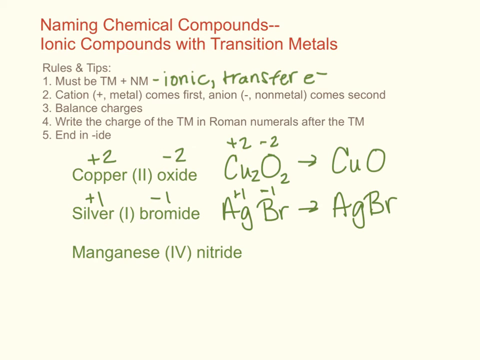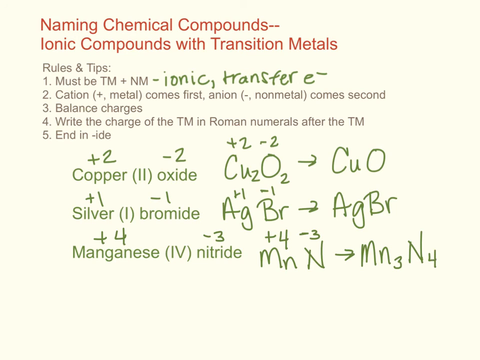So finally, my manganese 4. This means my manganese has a +4 charge. My nitride, nitride is nitrogen, which has a -3. So my manganese, which is Mn, and nitrogen, which is N, I've got a +4 and a -3, so I do my swap and drop, and I get Mn3N4, and that is my manganese 4 nitride.